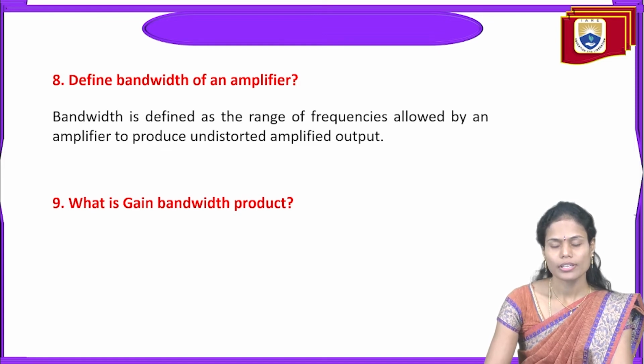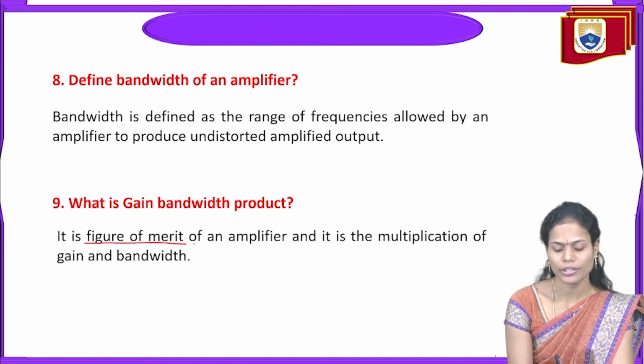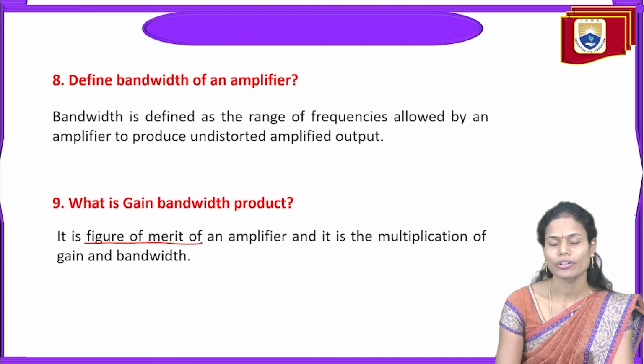Next, what is gain bandwidth product? This gain bandwidth product is nothing but figure of merit. We can also call it the figure of merit, and it is the multiplication of gain as well as bandwidth of a particular amplifier circuit.